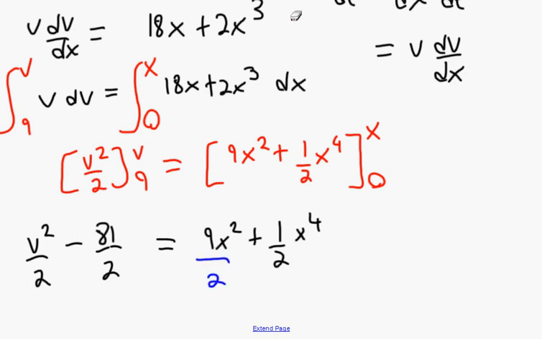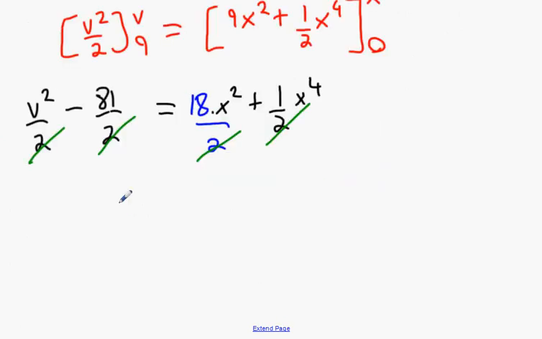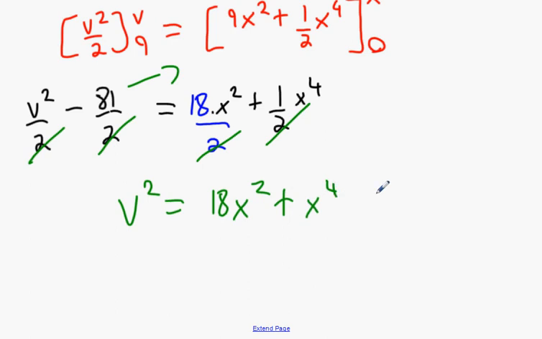Multiply top and bottom by 2. We don't like when the denominators aren't the same. And to be honest, I don't really like denominators full stop. So there we go, get rid of them. Now, get phi on its own. 18x squared plus x to the 4 plus 81. Anybody in the class see the pattern?